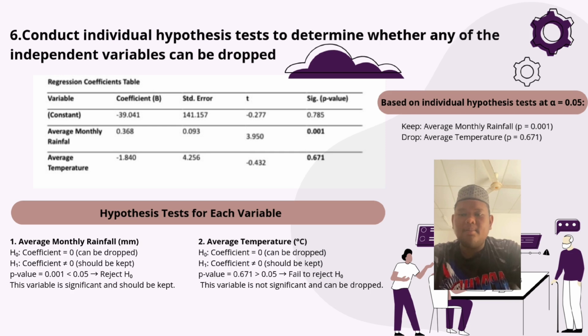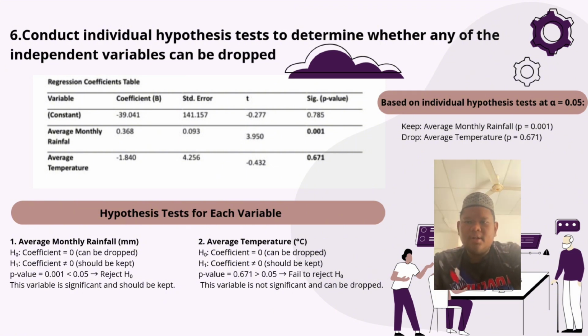For this slide, we will look at the result of the individual hypothesis test for the two independent variables in the regression model. The purpose of this test is to determine whether any of the variables can be dropped or need to be retained in the model. The first variable is average monthly rainfall. The p-value for this variable is 0.001, which is less than the significance level of 0.05. Therefore, we reject the null hypothesis and conclude that the variable is significant and should be retained in the model.